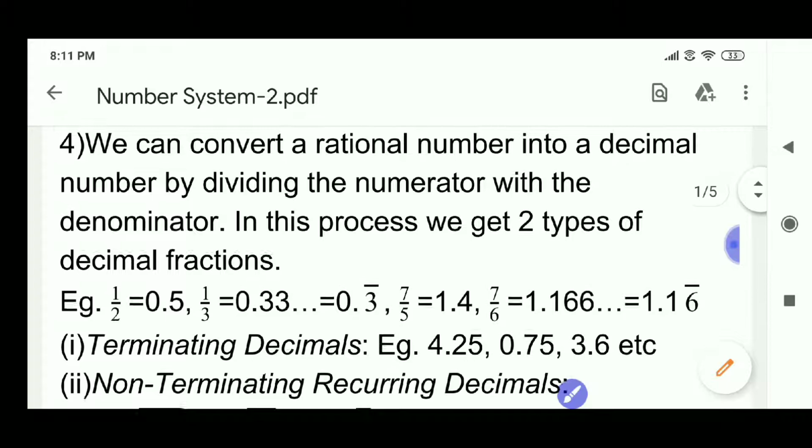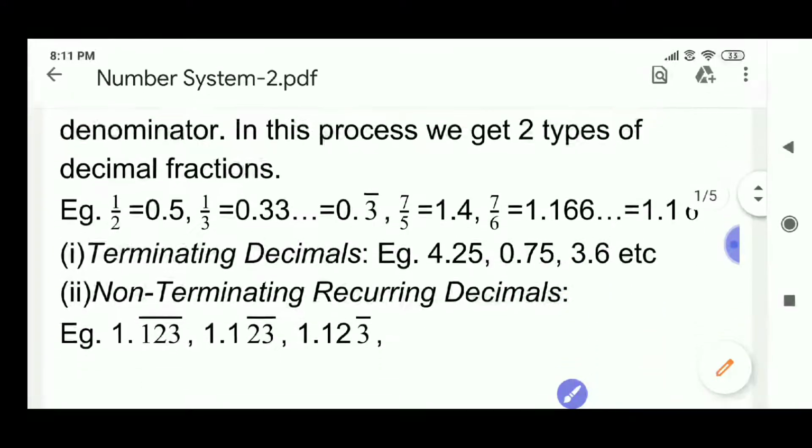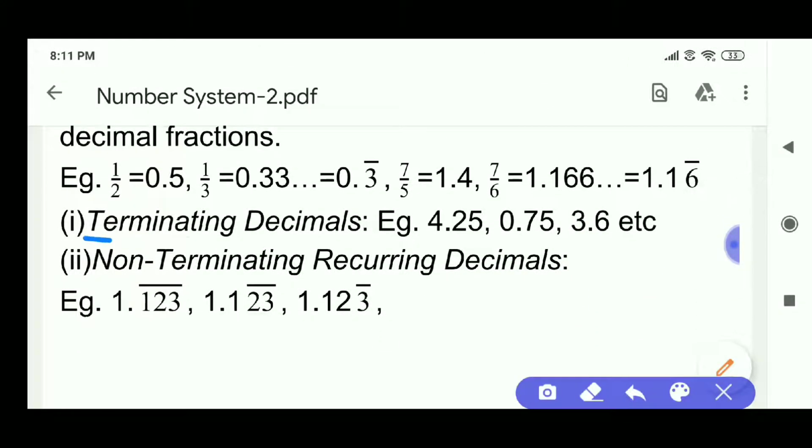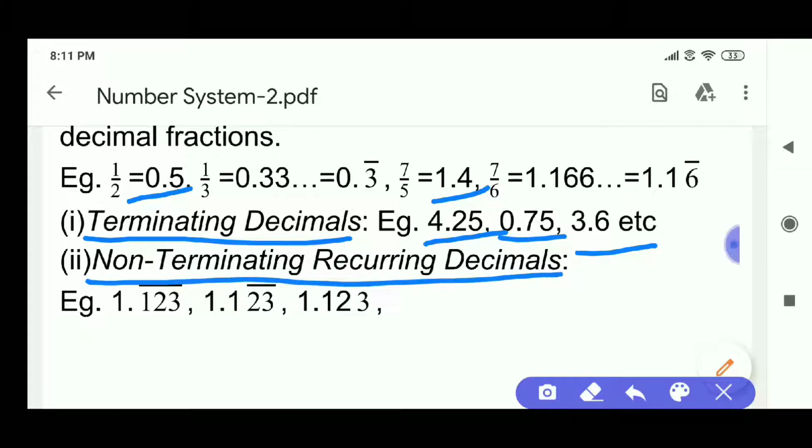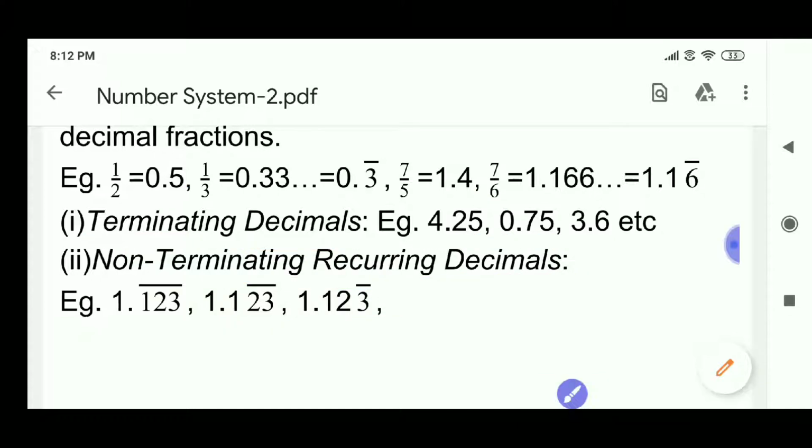Now, these are of two types. They are terminating decimals. Example 0.5 and 1.4. Some more examples 4.25, 0.75, 3.6, etc. Another one is non-terminating recurring decimals. That means 1.123 bar.